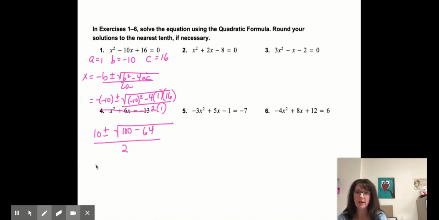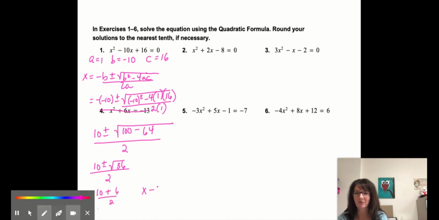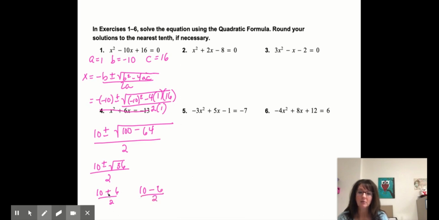So let's simplify. We'll have 10 plus or minus the square root of 36, all divided by 2. So this is going to equal 10 plus 6 divided by 2, and 10 minus 6 all divided by 2. So we'll have 16 divided by 2, which is equal to 8, and 4 divided by 2 equals 2. So our solutions are x is equal to 8 and x is equal to 2. Okay.